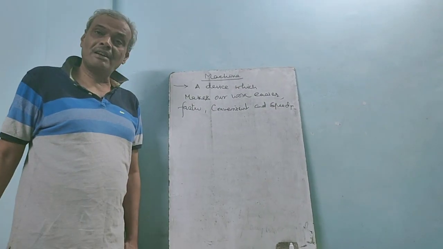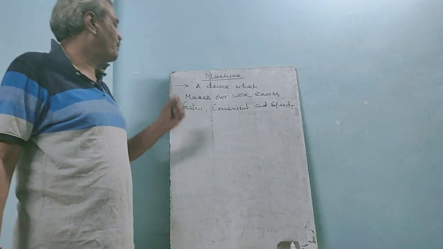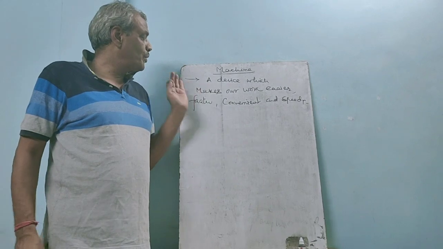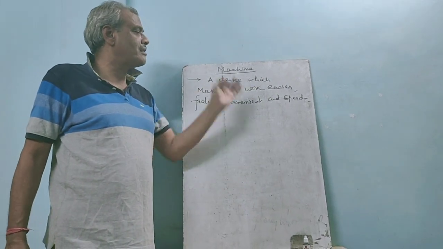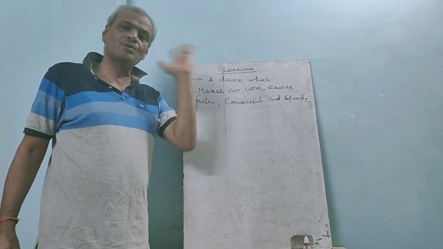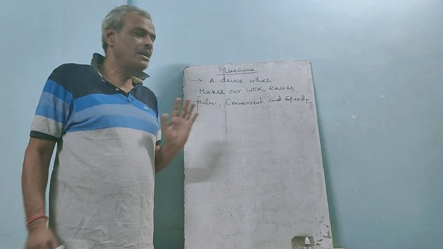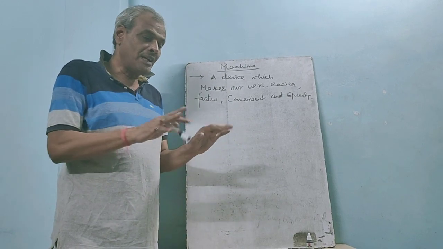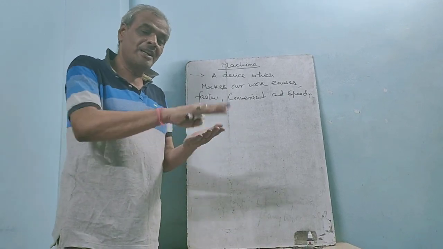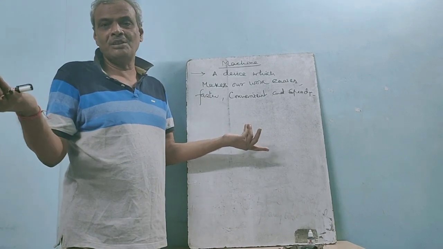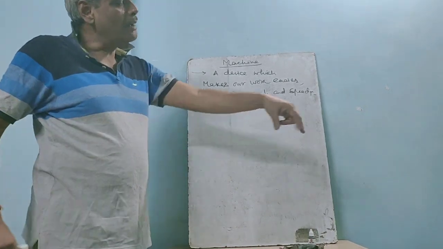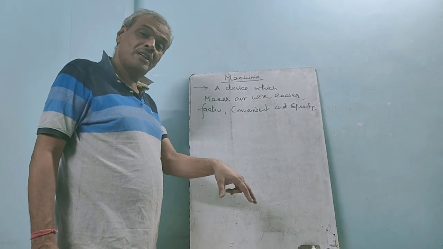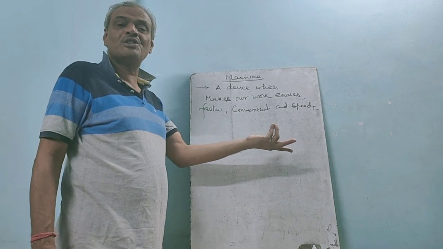Machine is a device which makes our work easier, faster, convenient, and speedy. That is only a machine. Simply, I am writing using this pen. If I am writing with a computer or printing press, printing machine, then that is a machine. If I am going on foot to my school, and in place of going on foot, we are using a bicycle, then that is also a machine.